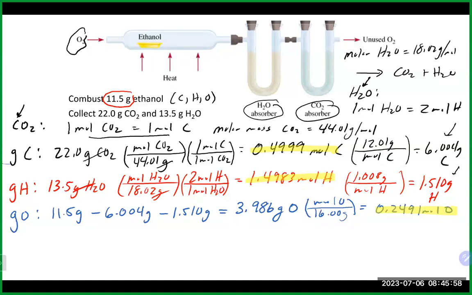At this point, I want to divide by the smallest. So let's take a look at each of these. Our moles of carbon is 0.4999. Our moles of hydrogen, 1.4982 or 3.